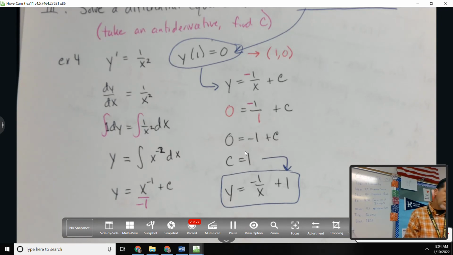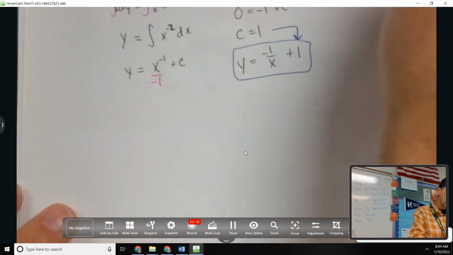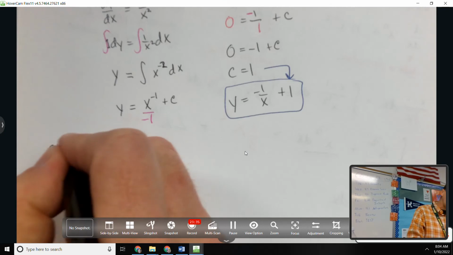Goodness, that was brutal. 2 mistakes in one problem. Monday morning issues. Let's do one more. See if I can work this one without any issues.